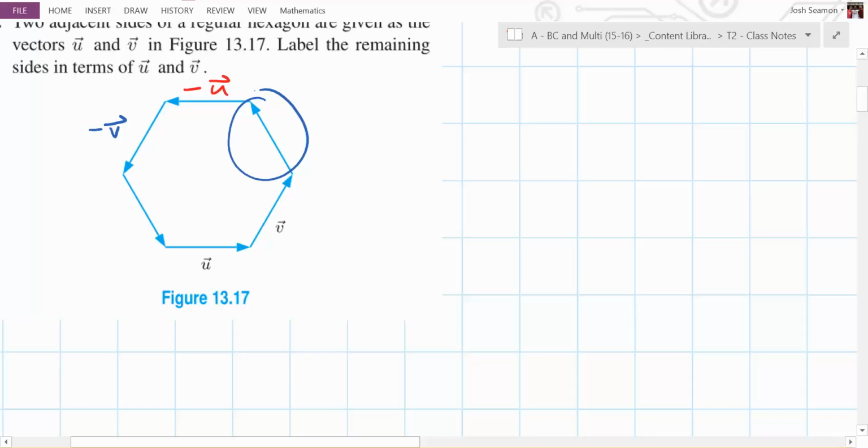The top right ends up being v minus u. What does it end up being? V minus u. It ends up being v minus u. How do you end up getting that?